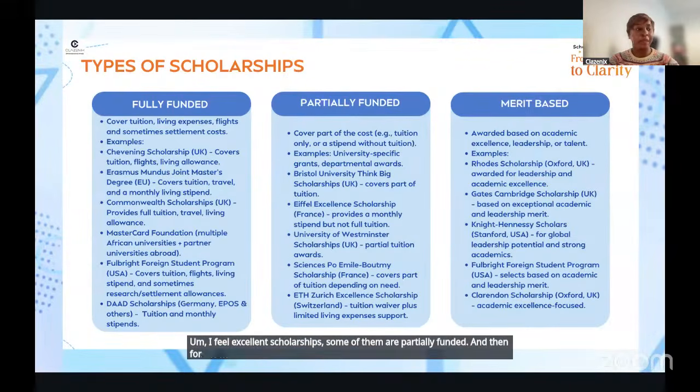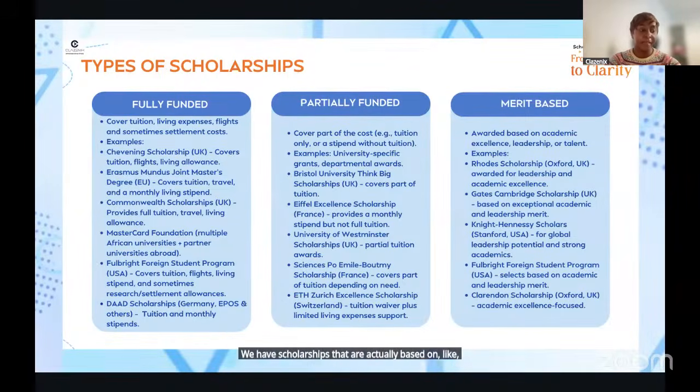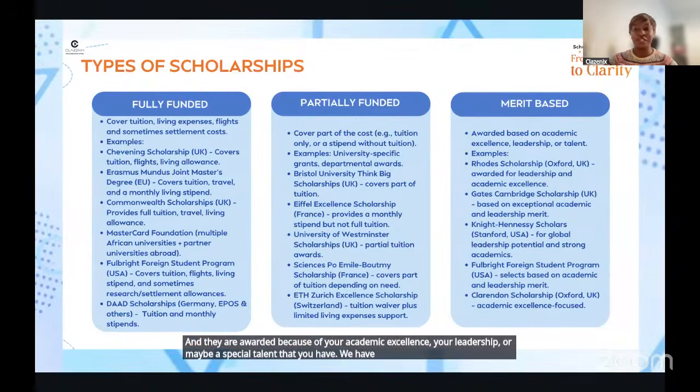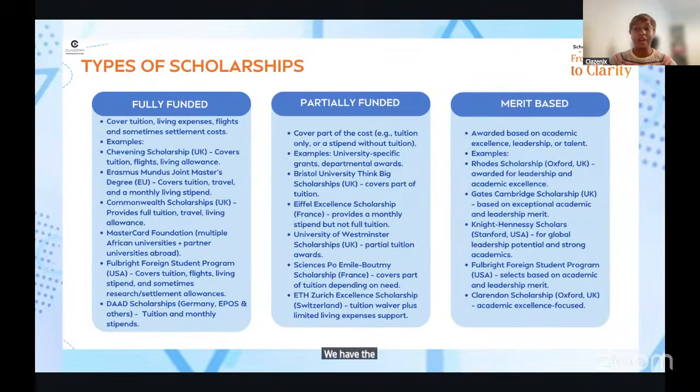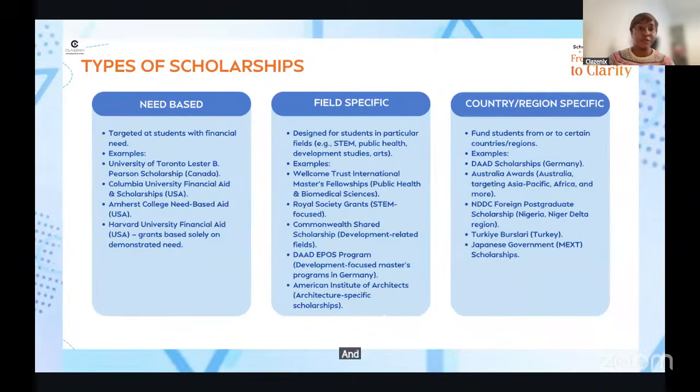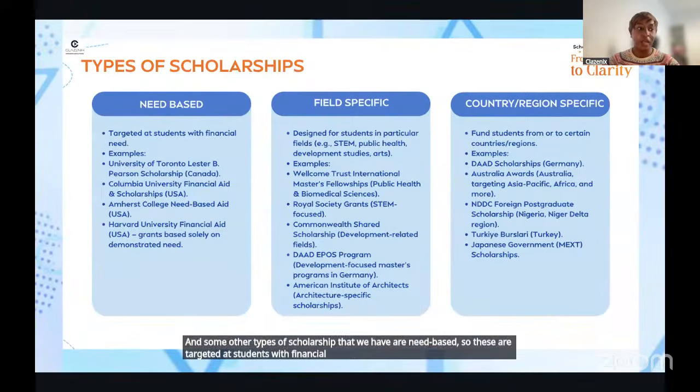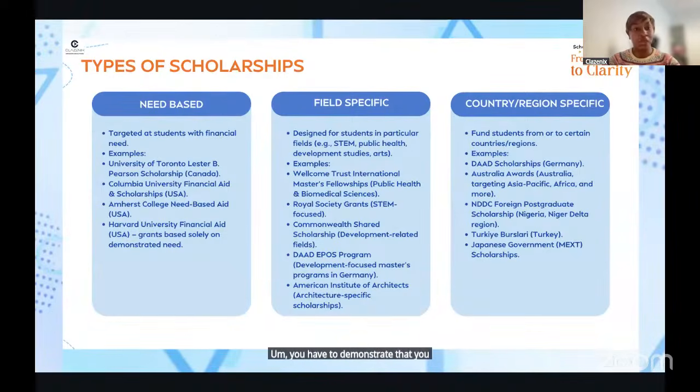And then for the merit-based scholarships, like the word itself, they are awarded because of your academic excellence, your leadership, or maybe a special talent that you have. We have the Rhodes Scholarship, we have the Gates-Cambridge Scholarship, we have the Knight-Hennessy Scholarship. We have a lot of scholarships that are merit-based. And some other types of scholarship that we have are need-based. These are targeted at students with financial need. You have to demonstrate that you need these scholarships to actually get them. Examples are University of Toronto, Columbia University, Harvard University Financial Aid, etc.